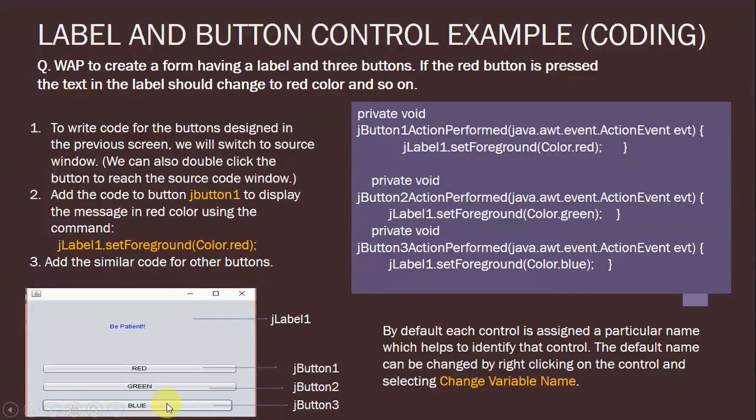When this button is pressed, you can see the color of the label control is blue. Whatever text is there, it is written in blue. Similarly, we can change the color of this text to red and green by pressing the first and the second button respectively.